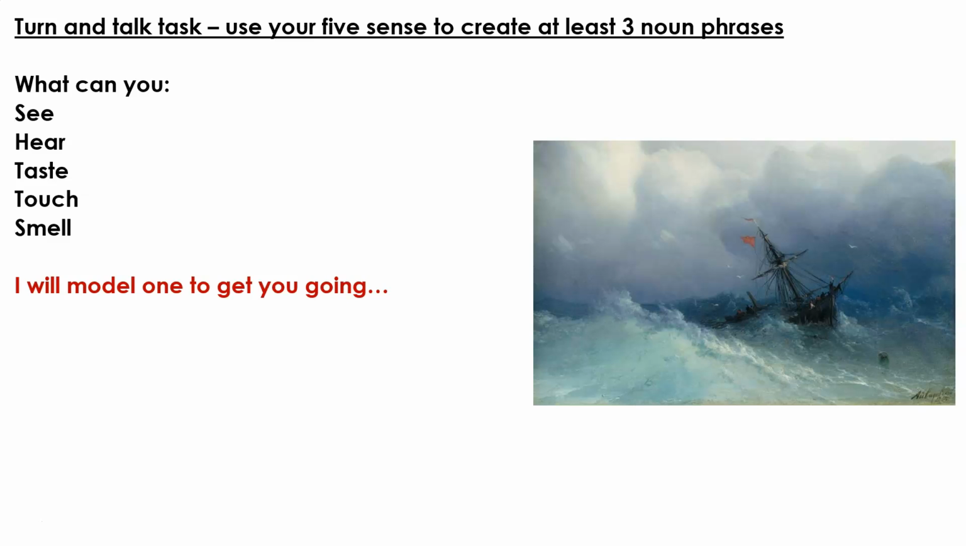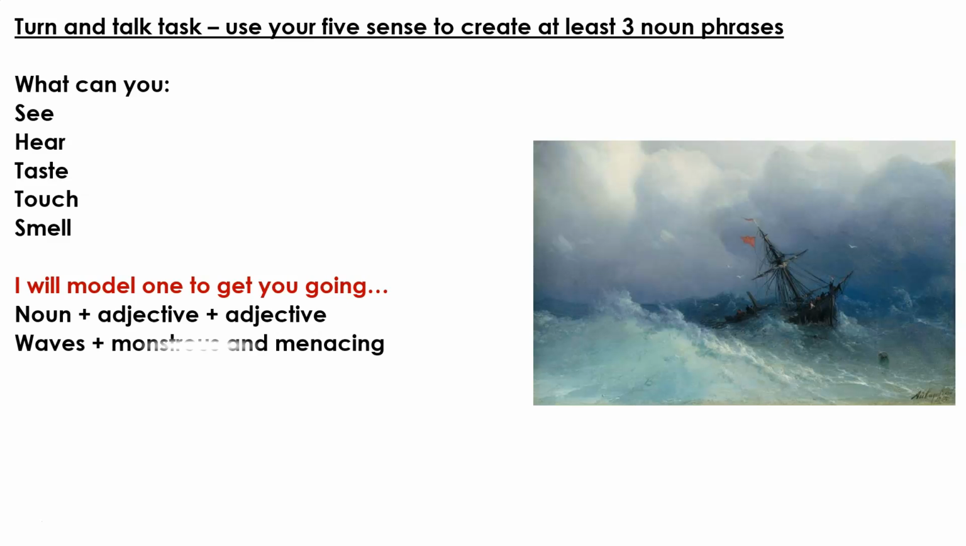Now, there's two ways to create noun phrases, and I'm going to model them to get you going. So you can think of the noun, what do you see? And then you can think of two adjectives to go with it. So I can see the waves, and they're monstrous and menacing. So I've now created a noun phrase because I've gone waves, monstrous, and menacing. So if I said to you, tell me one thing you hear, come up with the noun, the thing, and then give me two adjectives to describe it. So what can you hear? Bird cries, and they are loud and distressing.